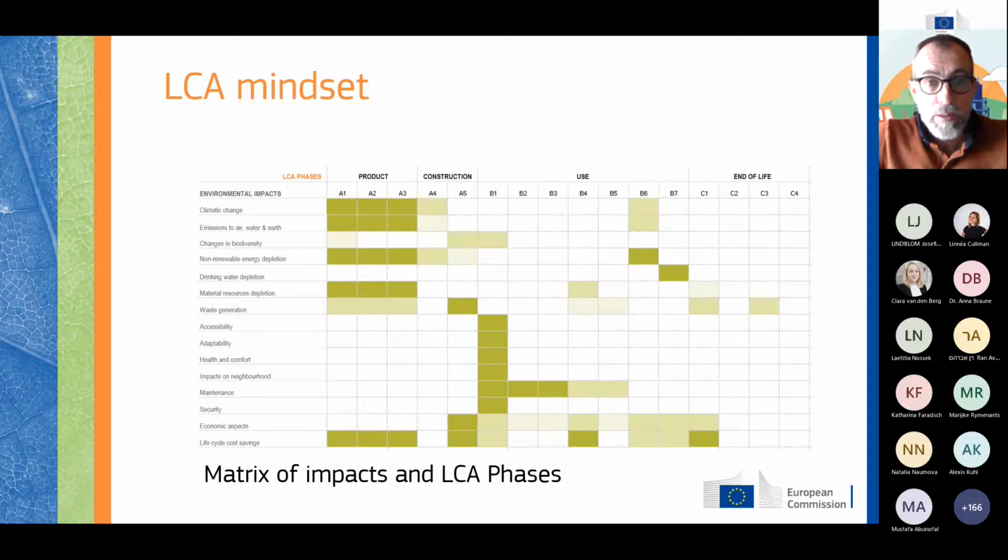So here you can see the matrix connecting the standardized impacts considered in Verde to life cycle analysis phases from the European norm. The degree of intensity of the color shows the weight of the impact in each phase.